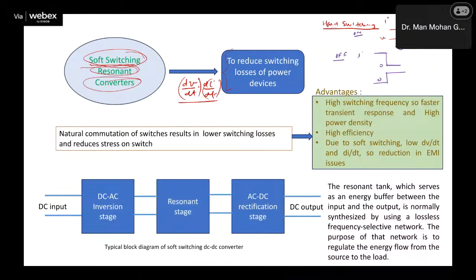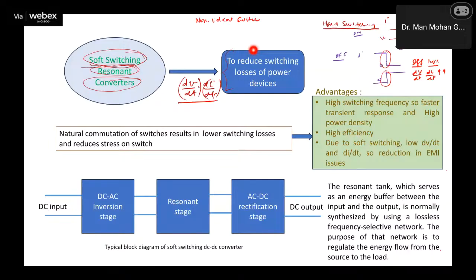So our purpose was to reduce the dv by dt and di by dt. In the off case also we have seen that di by dt and dv by dt are quite high. Now when we talked about non-ideal switches, in this case your efficiency is 100%, but dv by dt and di by dt are very high.